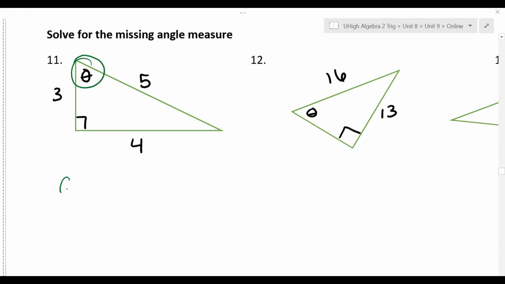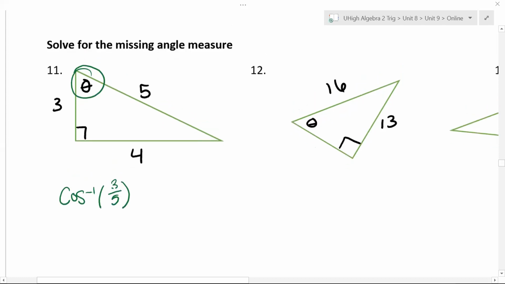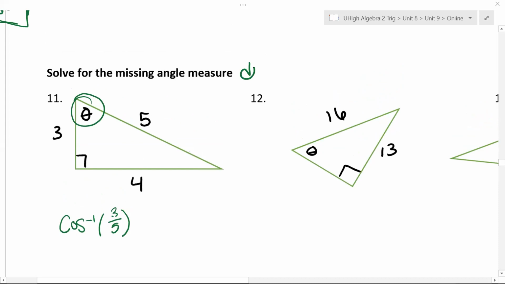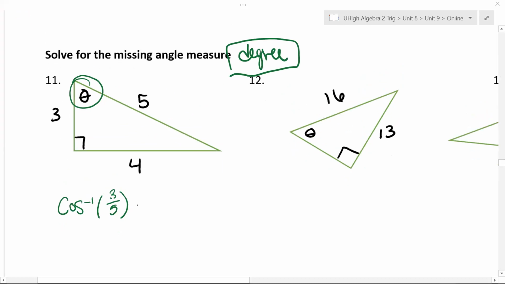So I'm going to do cosine. I'm going to look at the inverse cosine since I'm solving for an angle. Cosine is adjacent over hypotenuse. So I'm going to type into my calculator the inverse cosine of 3/5. In this case, again, I'm looking at degrees. Just because I am looking at a triangle, we want to make sure we're in degree mode still here. This is going to get me approximately 53.1 degrees.